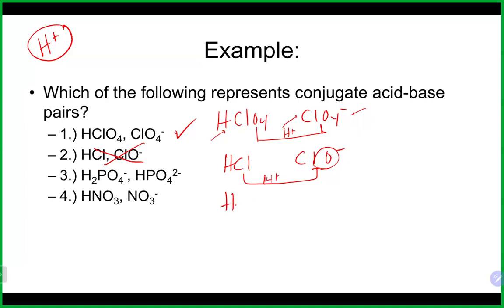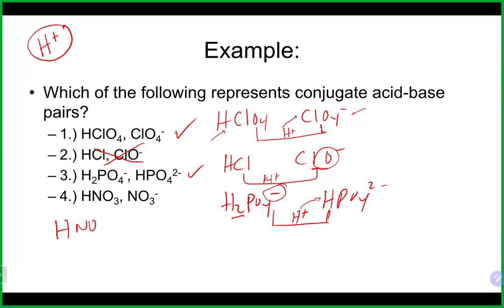We take H2PO4 minus and HPO4 2 minus. The difference here is also an H plus. And again, if you put the H plus onto this one, you get two hydrogens, plus one minus two is minus one left over, basically. And you end up with that one, or take it off going that way. So that would be a pair. And our last one here would also be a pair, as the only difference between these two is an H plus in this case. So it looks like everybody but number two was a pair.